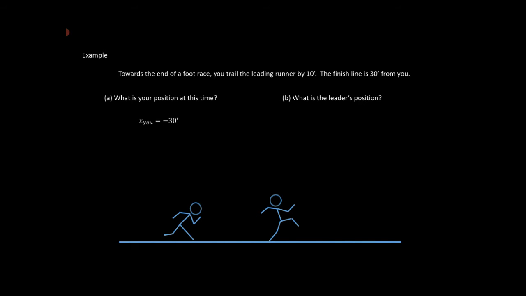Okay, so again, you're at minus 30 feet, and you are a distance delta x equals 10 feet from the leader. How would you find that? Well, you want to find x leader, which is equal to your position plus the change in the position. So that's all you do, right? You're 10 feet away from the guy, you add 10 feet to get his position.